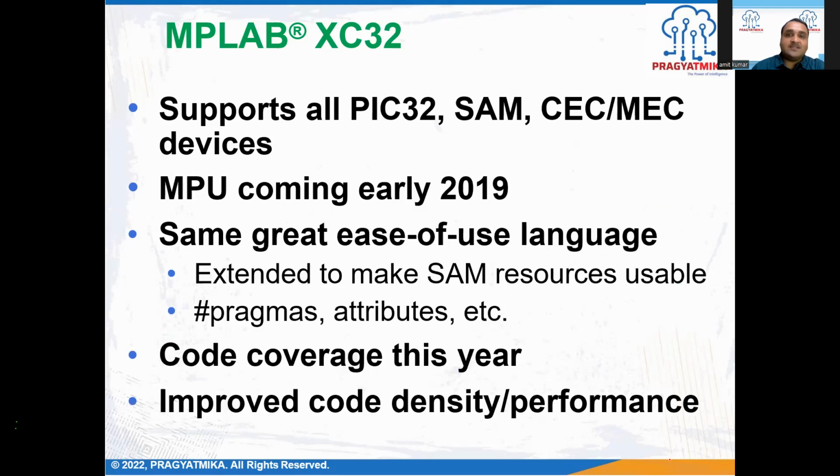Then the XC32 compiler is there for PIC32, SAM and CEC devices. Also, now the MPUs are there. So MCUs, whatever we are talking about right now, the microcontrollers, are microcontroller units, and they are there specifically for control purposes. But nowadays, artificial intelligence is also becoming very popular. And to work with artificial intelligence, there are two ways. Either you capture the data sets or the raw data through your microcontroller and send all that data to the cloud level.